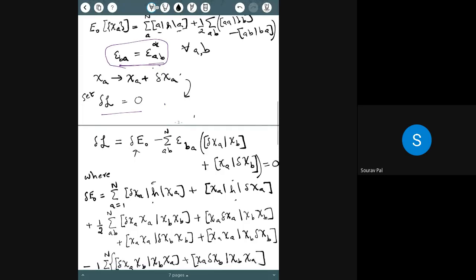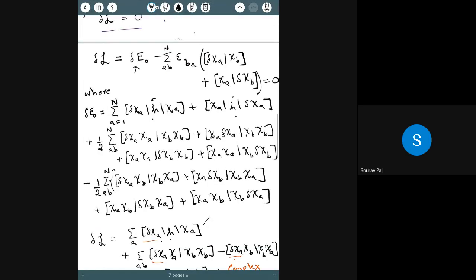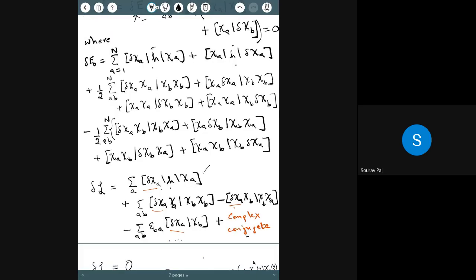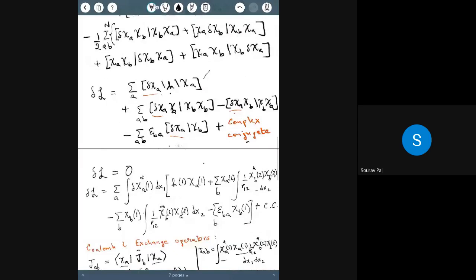And we obtained the various terms that arise from this variation. The energy, which is the first term in the Lagrangian, has the 1 electron and the 2 electron integrals, and we obtained all the explicit terms that arise from the variation of the spin orbitals. Then we also did the 2 electron terms, okay?